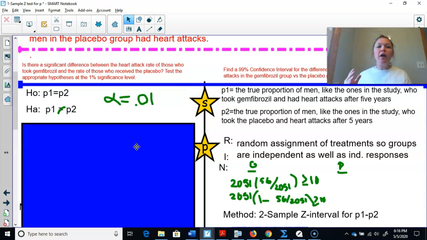So with your null hypothesis, that's always P1 is equal to P2. Always, always, always, okay? You always assume that the proportions are the same. In this case, they're asking, is there a difference? They don't say is the gemfibrozil proportion lower or greater than. They don't give you any words that would tell you you have to have some sort of inequality. So you say it is not equal to. I am not going to retype the P1 and P2 because I talked about it. There's no need, and I'm trying to save you guys a little bit of time.